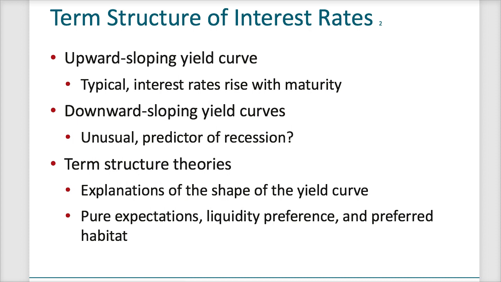Now, the liquidity preference theory would state that investors prefer more compensation for less liquid positions. So shorter term securities are considered more liquid than longer term securities. So this liquidity preference means that we should generally see an upward sloping yield curve.